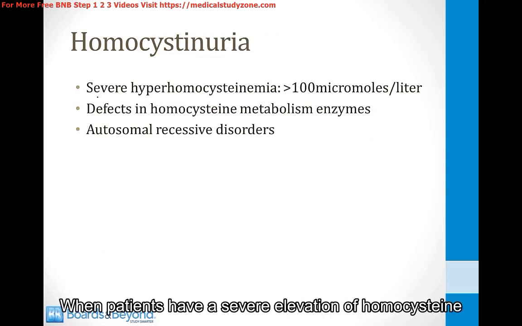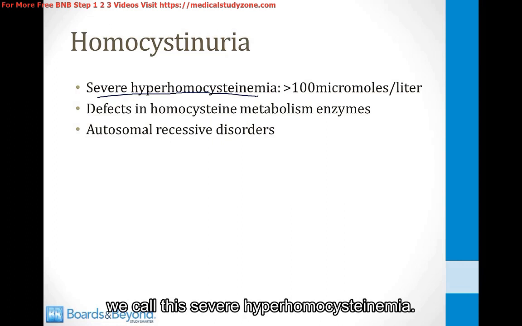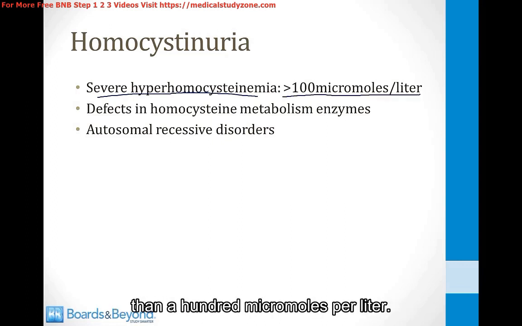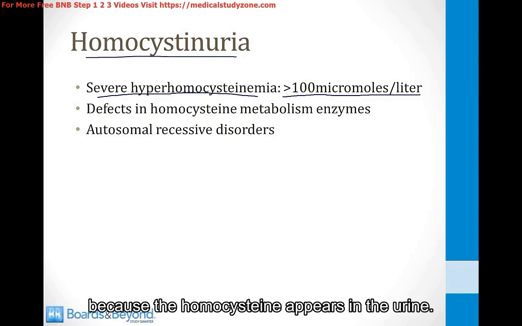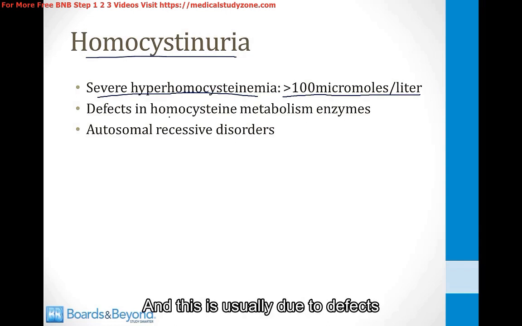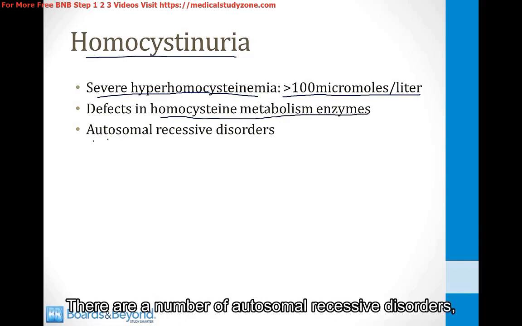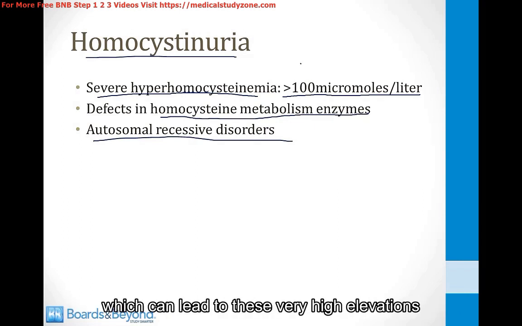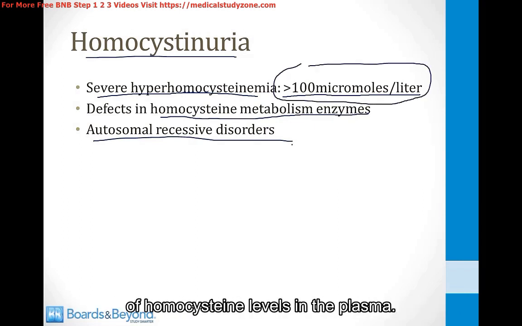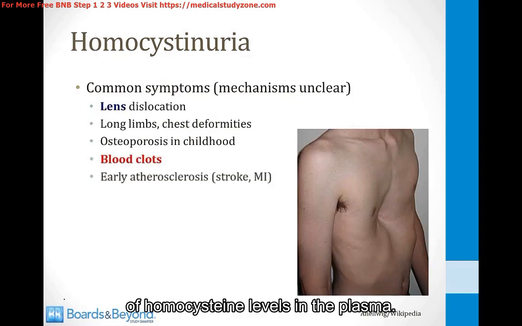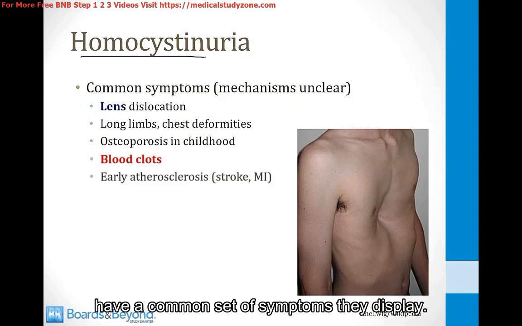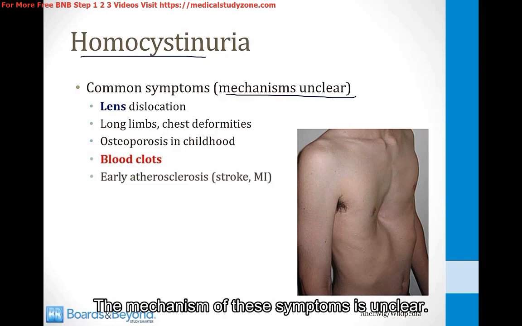When patients have a severe elevation of homocysteine, we call this severe hyperhomocystinemia. This is usually an elevation to greater than 100 micromoles per liter. This is often called homocystinuria because the homocysteine appears in the urine, and this is usually due to defects in one of the homocysteine metabolism enzymes. There are a number of autosomal recessive disorders which can lead to these very high elevations of homocysteine levels in the plasma. Patients who have very high elevations of homocysteine levels and homocystinuria have a common set of symptoms they display. The mechanism of these symptoms is unclear.